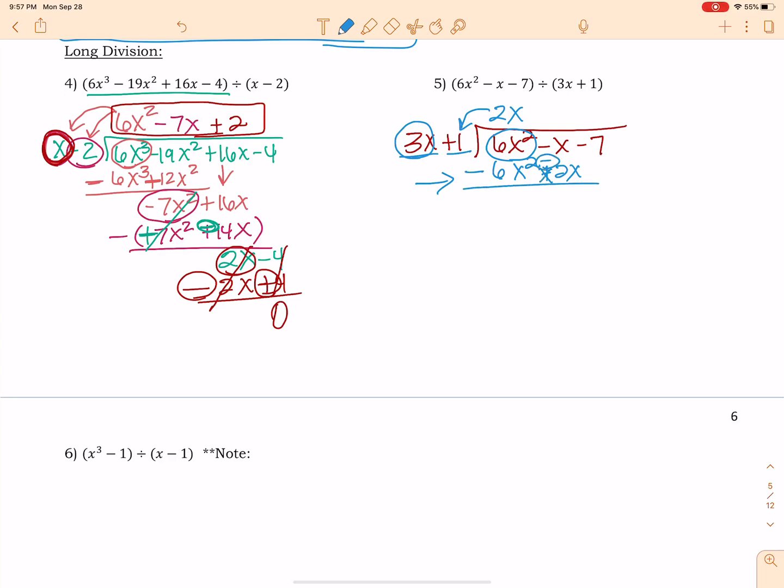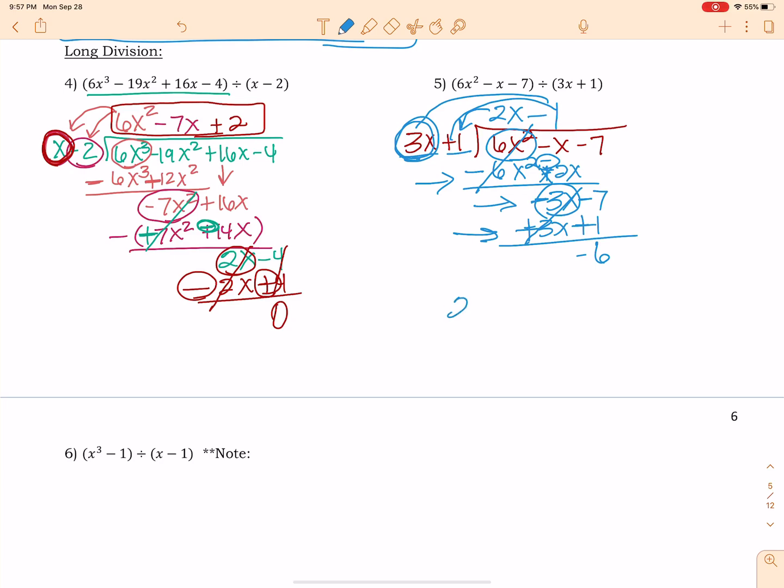This becomes subtraction. So these add to 0, negative x and negative 2x, negative 3x. Bring down the negative 7. Ask yourself the question, 3x times what will give me negative 3x? That would be a negative 1. So negative 1 times 3x, negative 1 times 1. My signs change. Just in these 2 terms, though. These signs right here don't change. Okay, so negative 3x and 3x add to 0, negative 7 and 1, negative 6.